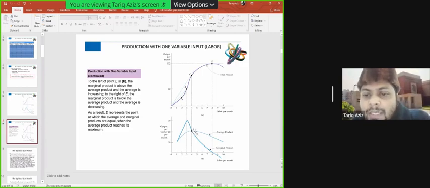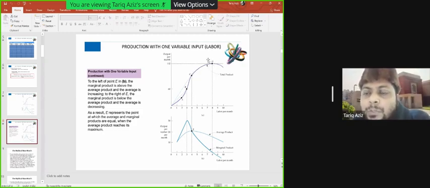So this E point is the maximum point of average product. So this is the average product curve, and this E point is the maximum point of average product, and that is the same point where marginal product cuts average product. And this is the same point where the inflection point comes, and total product starts increasing at a decreasing rate. So this is increasing rate, exponential rate of increase. Then beyond C, the total product is increasing but at a decreasing rate.